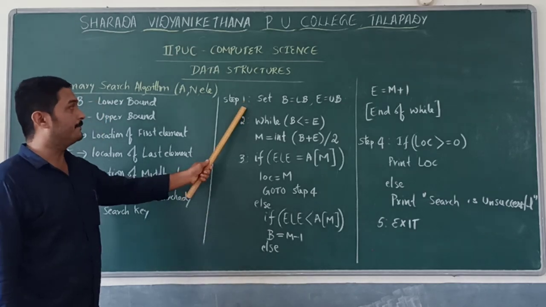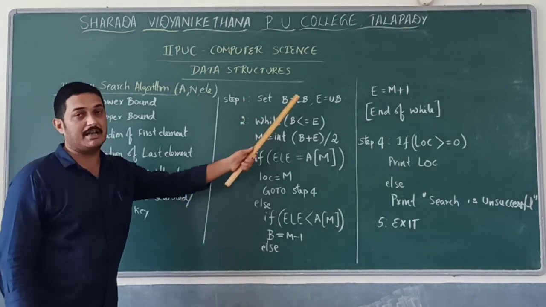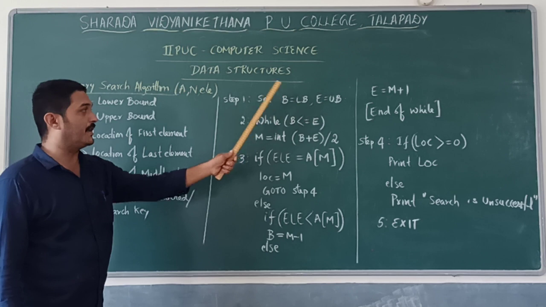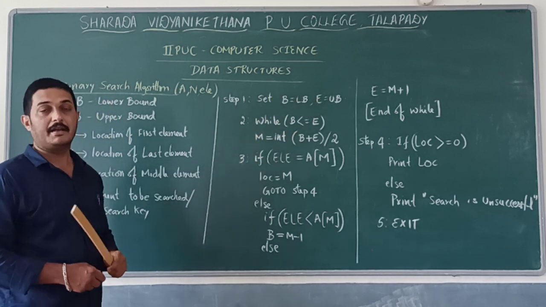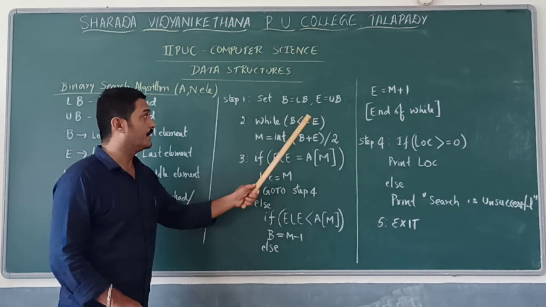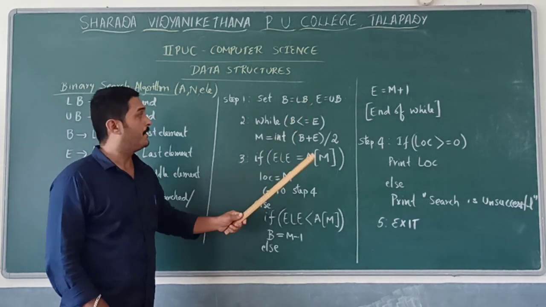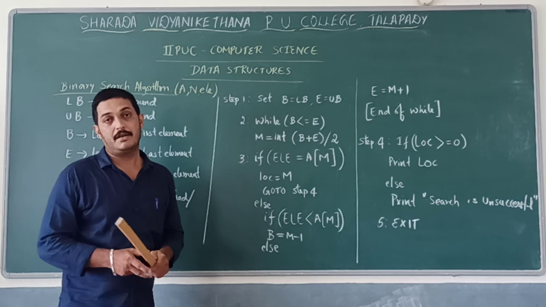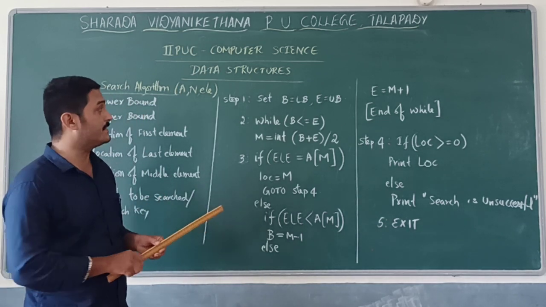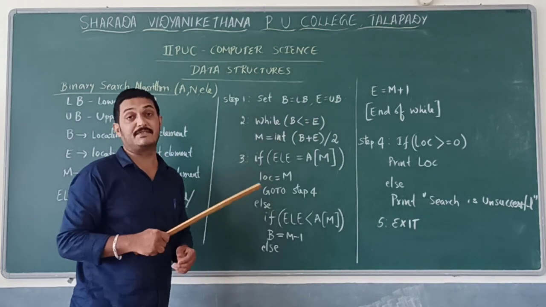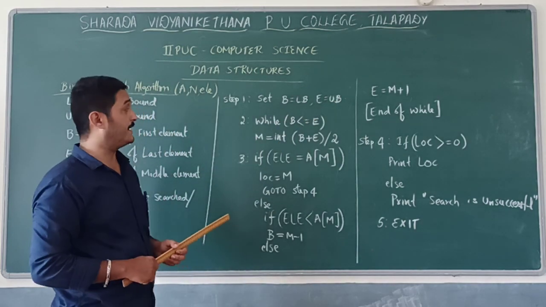So step 1, set B equal to LB, and E equal to UB. LB means the location of the first element in any array or list, that will be equal to 0. And E equal to UB. UB means upper bound. Normally, if you are using n number of elements, UB means n minus 1, the last location.